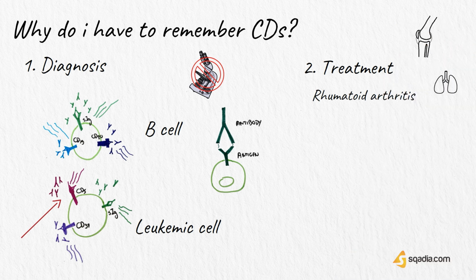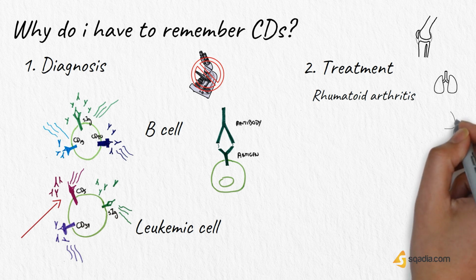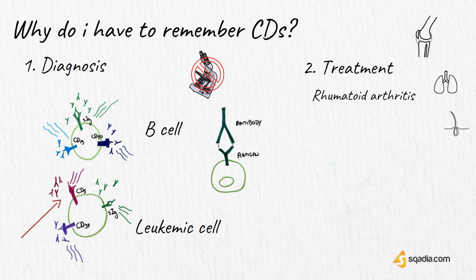Okay, an example for treatment now. Rheumatoid arthritis is an autoimmune disease that affects the joints and also other organs, lungs, skin. This happens because the antibodies attack our cells. Rituximab is a drug that we call a monoclonal antibody.